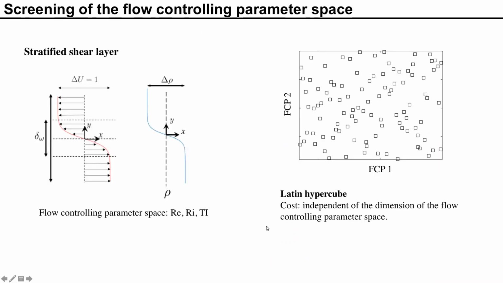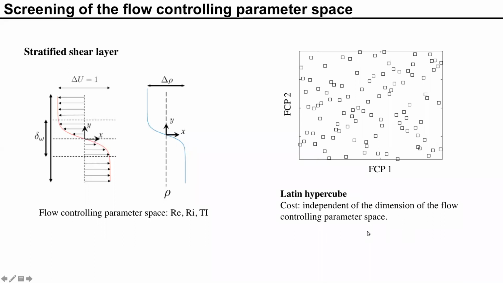The flow I'm going to look at is a stratified shear layer. The velocity profile looks like this, and the density profile looks like this. Of course, we have lighter fluid at the top and heavier fluid at the bottom. The flow controlling parameter space is three-dimensional. We have the Reynolds number, the Richardson number, and the turbulence intensity. We're going to screen the flow controlling parameter space using the so-called Latin hypercube method. Again, I'm not going to talk too much about this method. The only thing we need to know is it is a very cost-effective method. Its cost is independent of the dimension of the flow controlling parameter space.